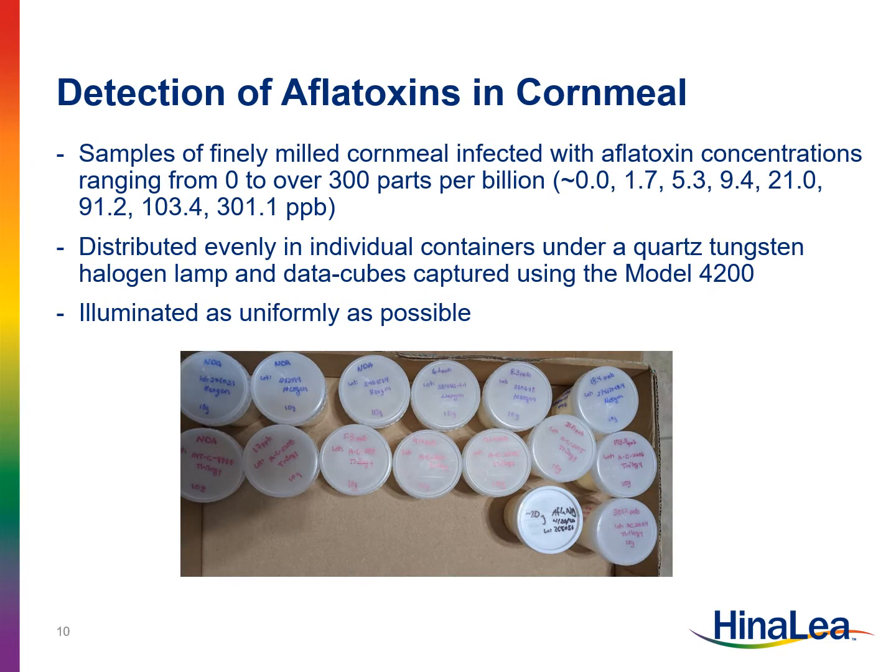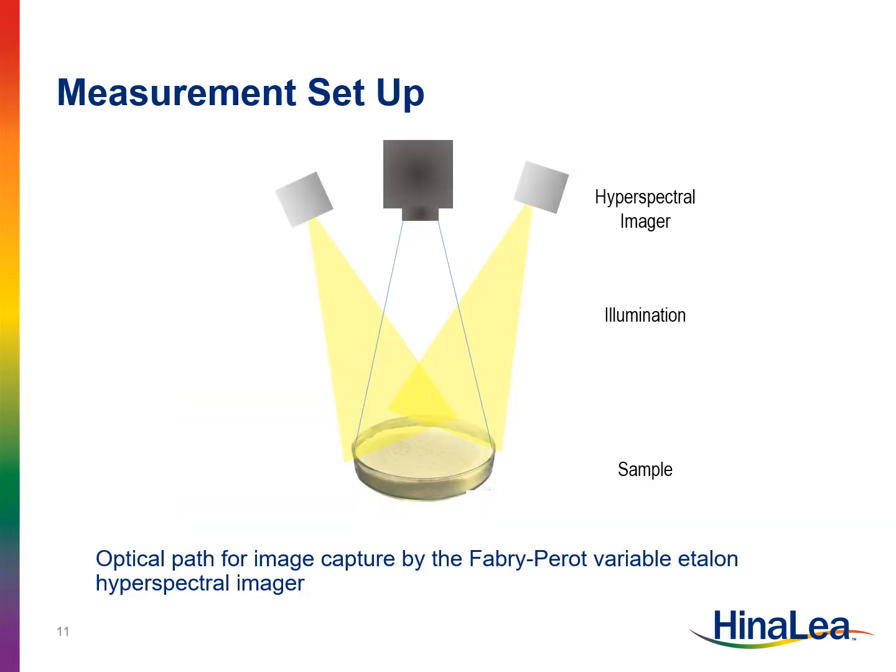We were presented with samples of finely milled cornmeal infected with aflatoxin concentrations ranging from 0 to over 300 parts per billion. Each sample was distributed evenly in individual containers and placed under a quartz tungsten halogen lamp, and data cubes captured using the Model 4200 Hyperspectral imager. We tried to ensure they were illuminated as evenly as possible. This is a schematic for the relatively simple setup we used in collecting data for the cornmeal aflatoxin samples.